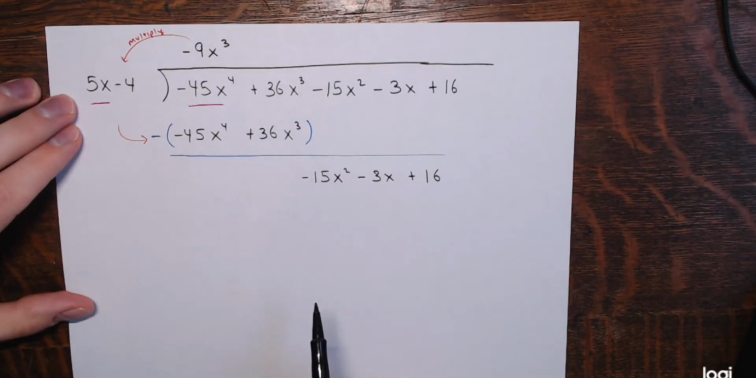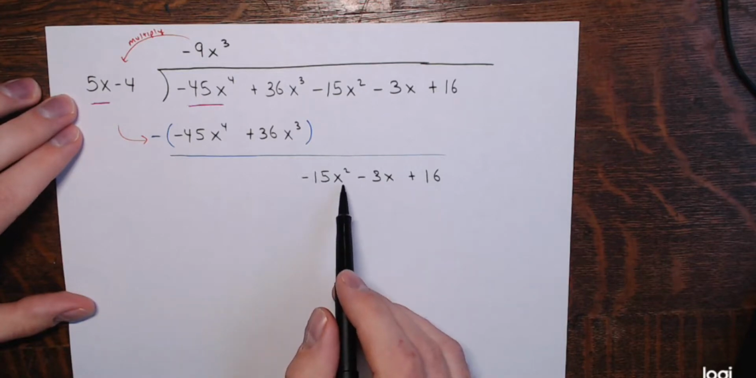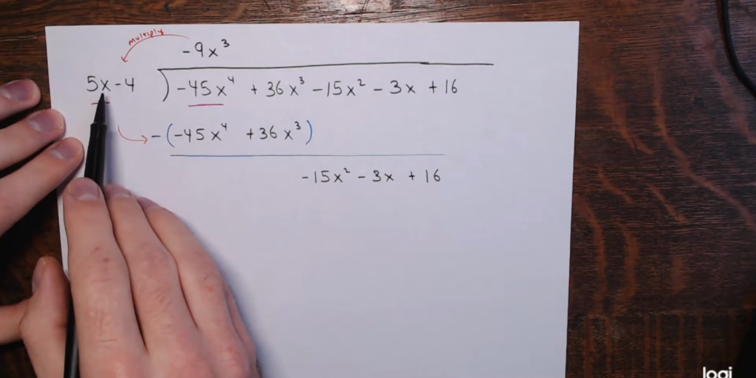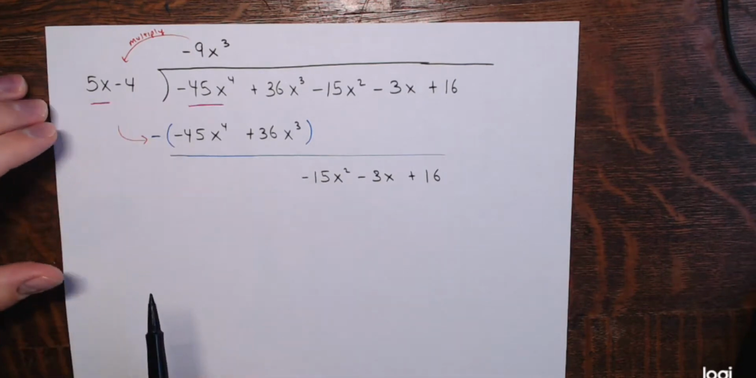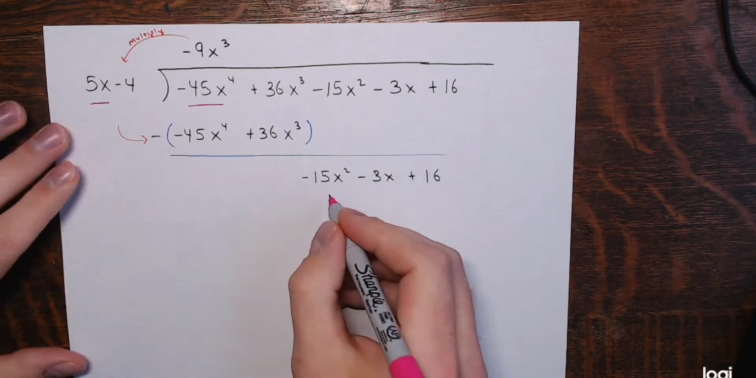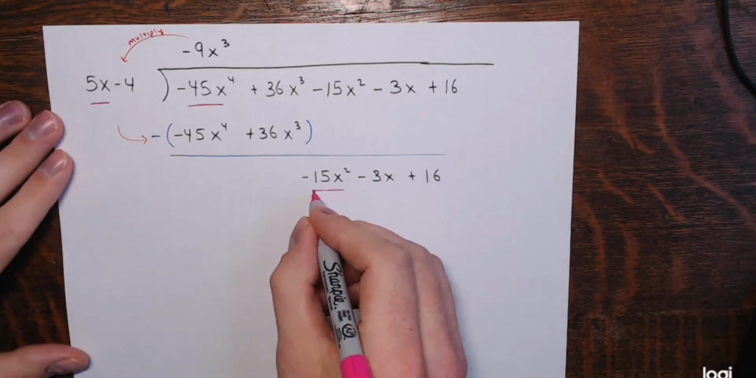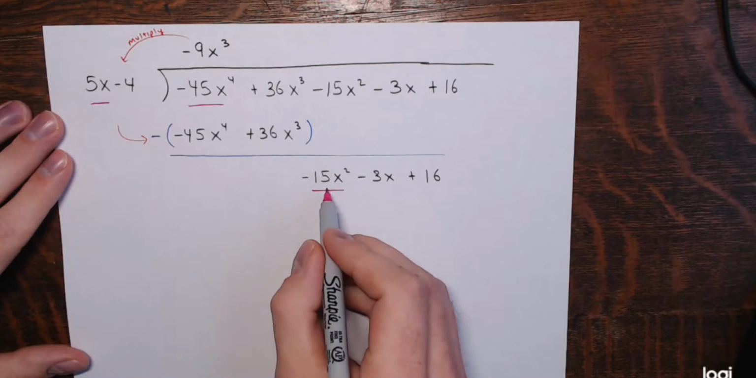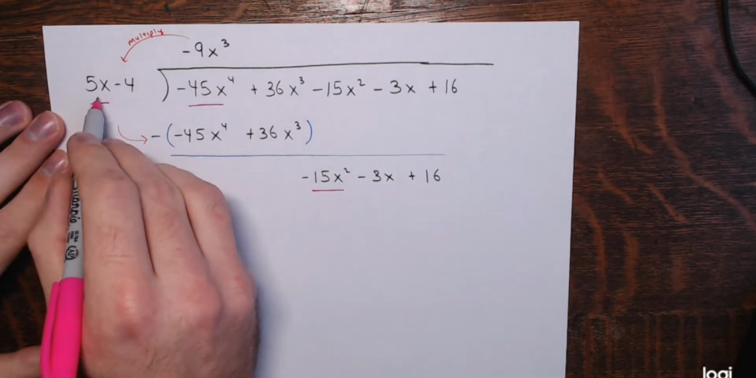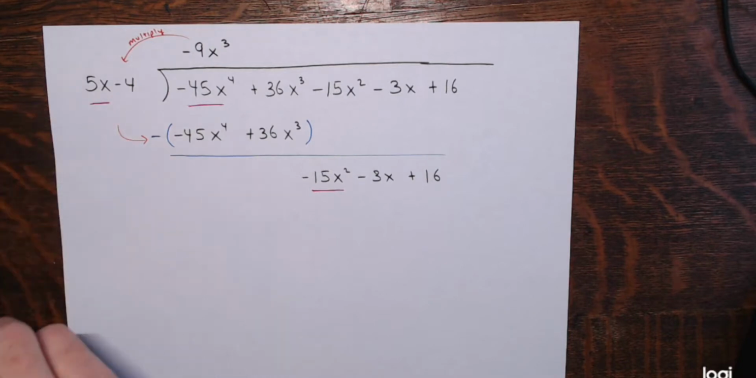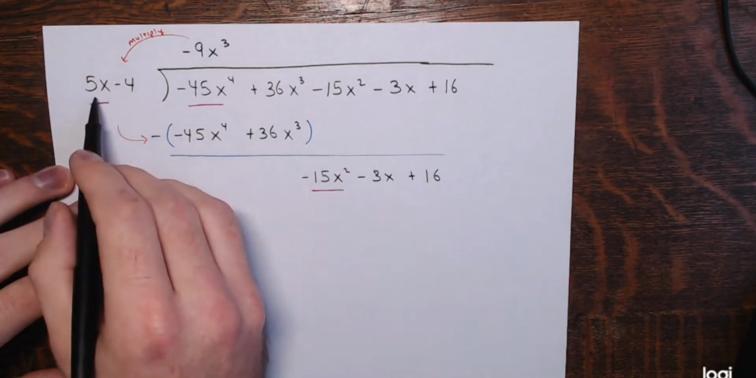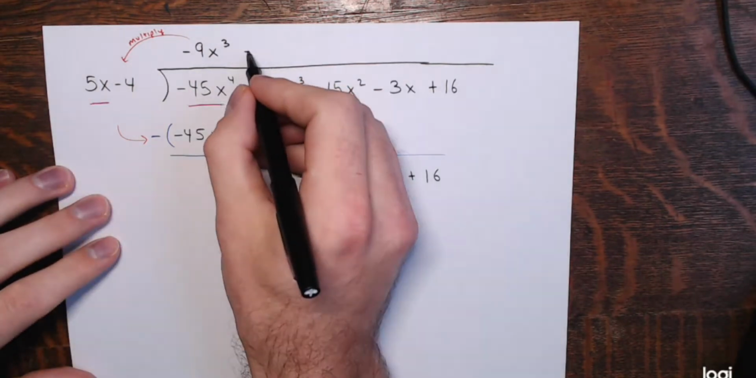Okay. Now the degree of this polynomial is 2. The degree of the divisor is 1. So it's not less than yet. All right, so I have to start over. So now the division step. Divide the lead terms. The lead term of this polynomial is negative 15x squared. Divide by the lead term of the divisor, which is 5x. Negative 15x squared divided by 5x would be negative 3x, and I write that up here in the quotient.